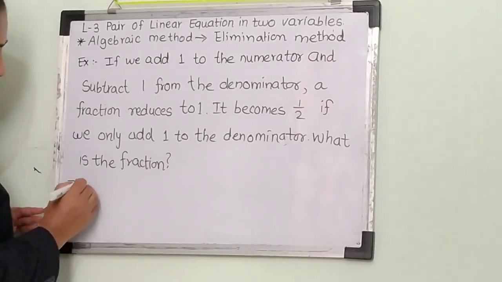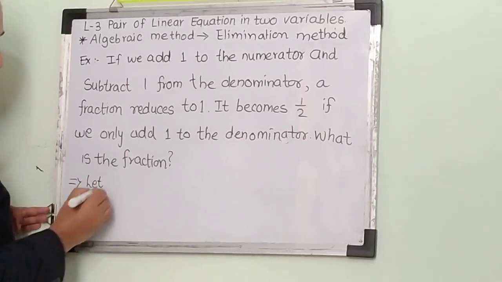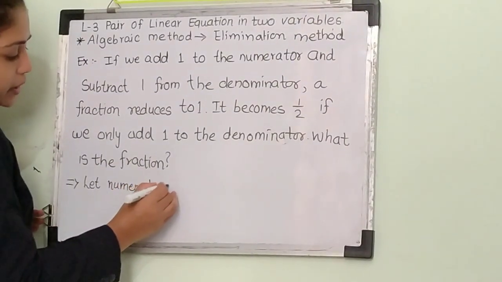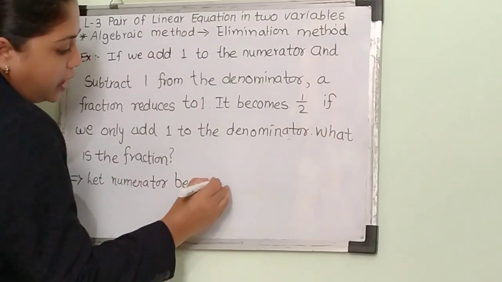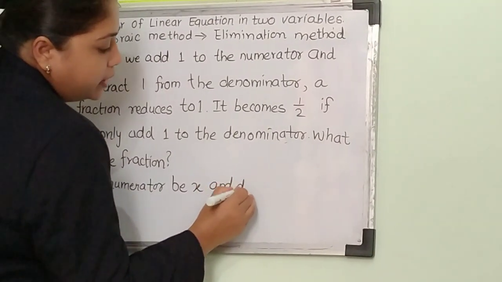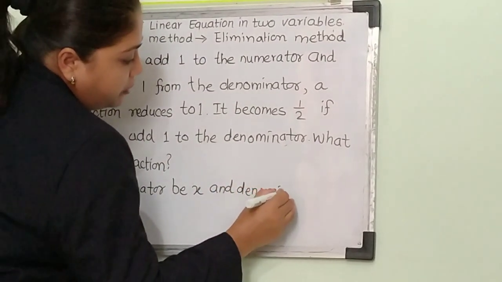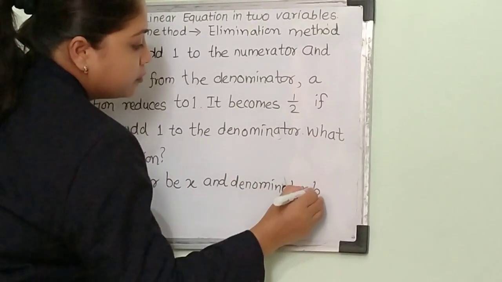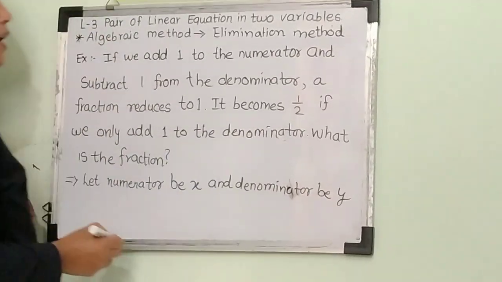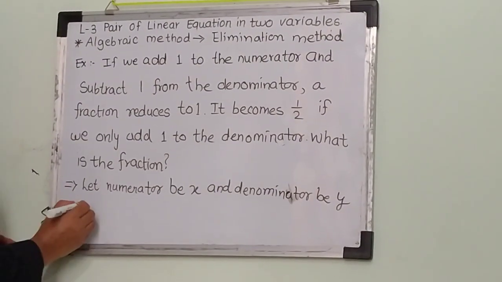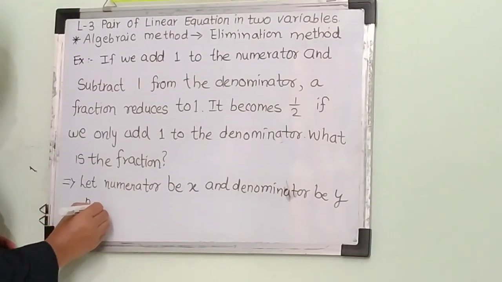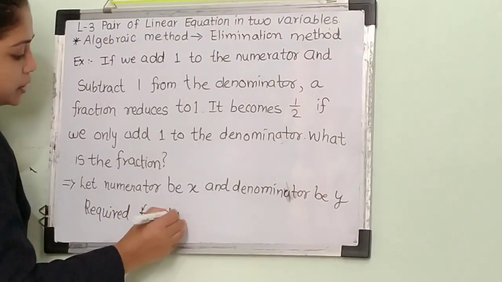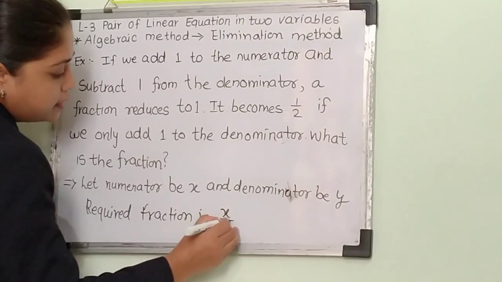First we are going to consider, let the numerator be x and the denominator be y. Now the required fraction is in the form of x upon y.